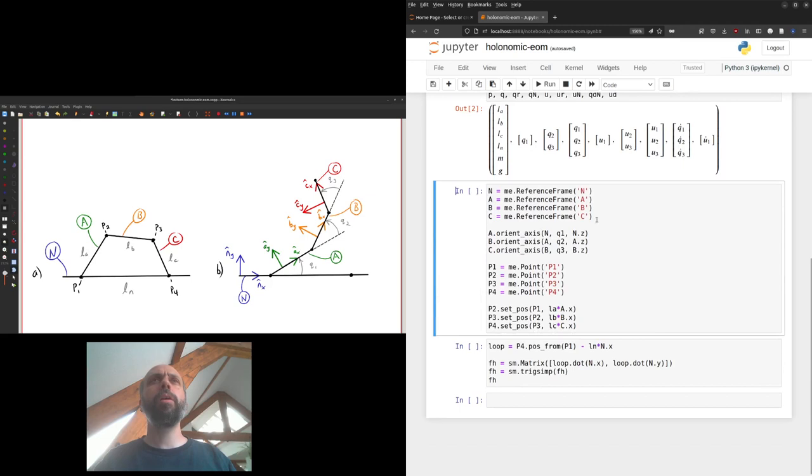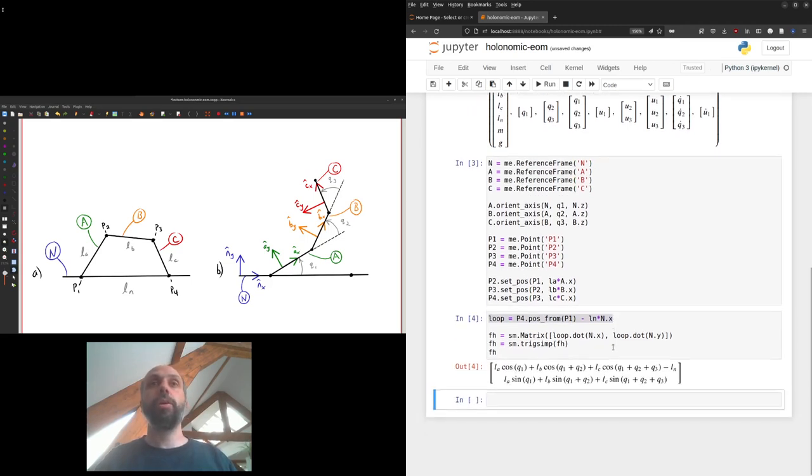We already did this in the prior lecture on holonomic constraints, but I set up some positions, and then I create the holonomic loop constraint, and I can get FH here. So we get two scalar constraint equations that look like so. And now we want to move forward and formulate the equations that I described in the prior notes. So the first step I'm going to do is introduce the kinematical differential equations, and we're going to introduce one of them for all of the coordinates that we have present.